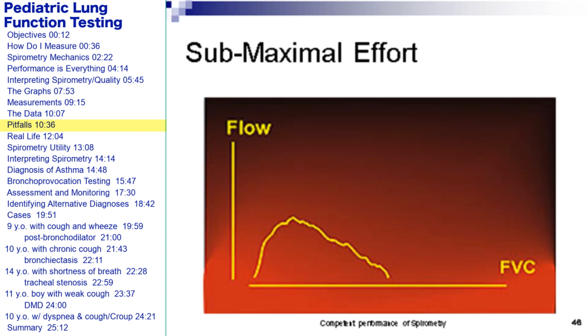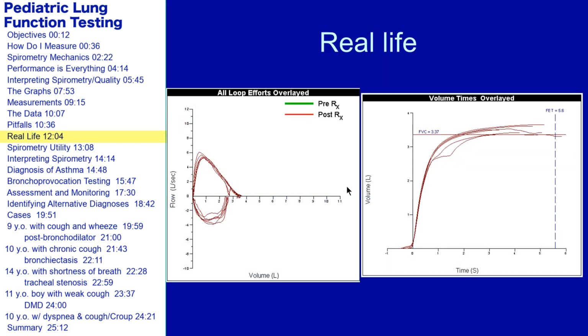And then a submaximal effort. This is a little bit trickier because in young kids you can have a more curved appearance to the flow volume curve, but typically you want to see a nice rapid rise to a peak in peak flow, and it wouldn't be as rounded as this or prolonged as this. And then in real life you'll get a mix.